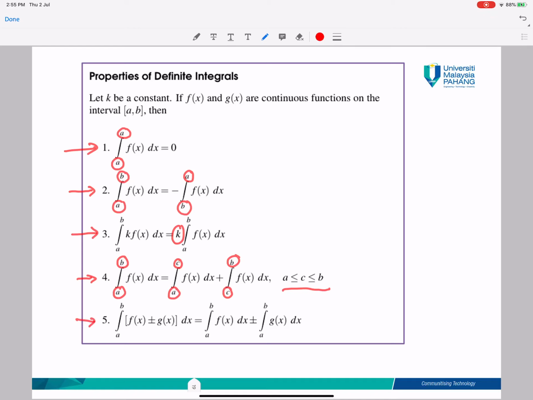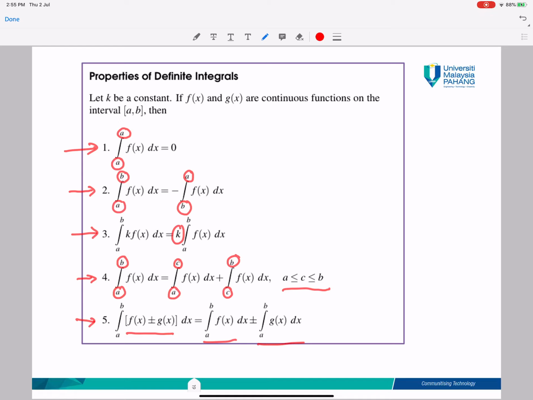The next property, we have integration from a to b f(x) plus or minus g(x) dx. It is equal to integration from a to b f(x) dx plus or minus integration from a to b g(x) dx. In this case, we split the function into two parts of integration.